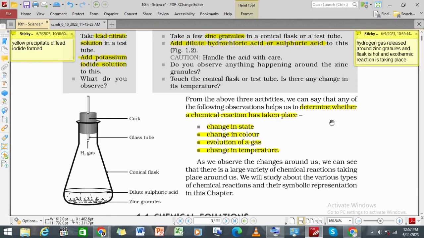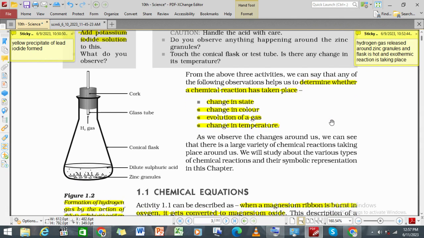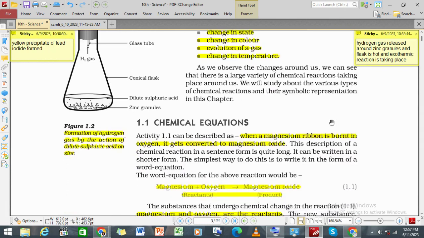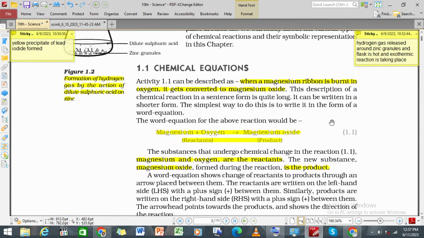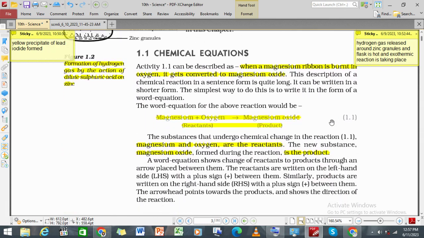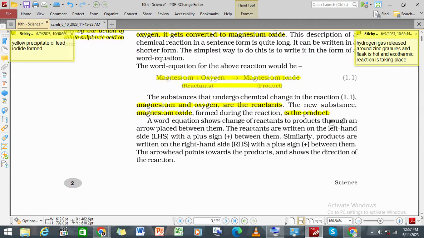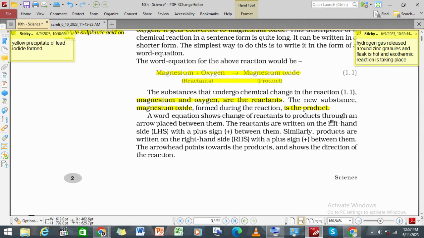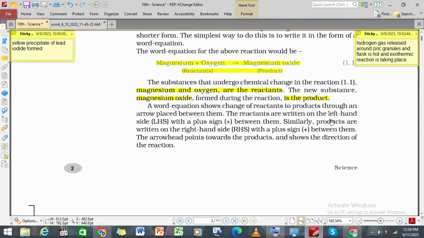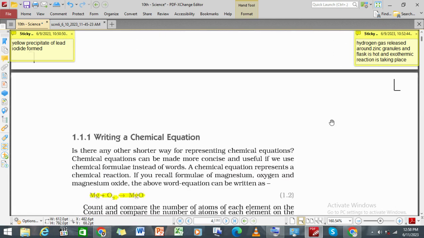Now, determine whether a chemical reaction has taken place or not. I'm not going to read all this. Now, the chemical reaction we have already done: when magnesium ribbon is burned in oxygen, it gets turned into magnesium oxide. The reaction has also been given, and magnesium and oxygen are the reactants, and magnesium oxide is the product, because magnesium and oxygen reacted to give magnesium oxide as the product.